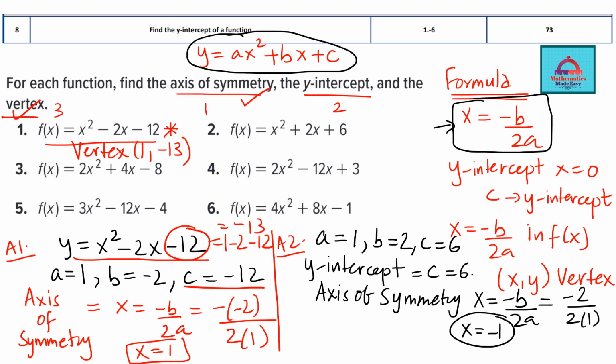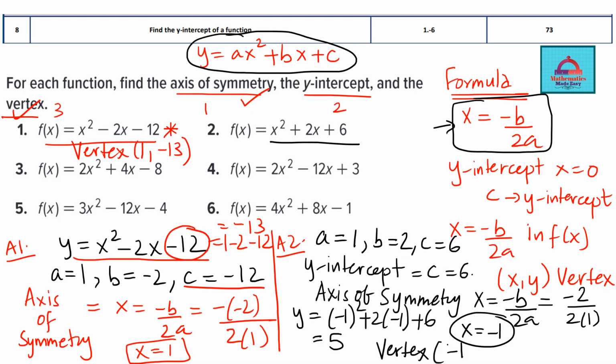Now put this x equal to minus 1 back in the equation. So your y will come equal to (minus 1) square plus 2 times minus 1 plus 6. On simplification, this comes out to be 5. So the vertex for this question is going to be (minus 1, 5). So that completes your solution.